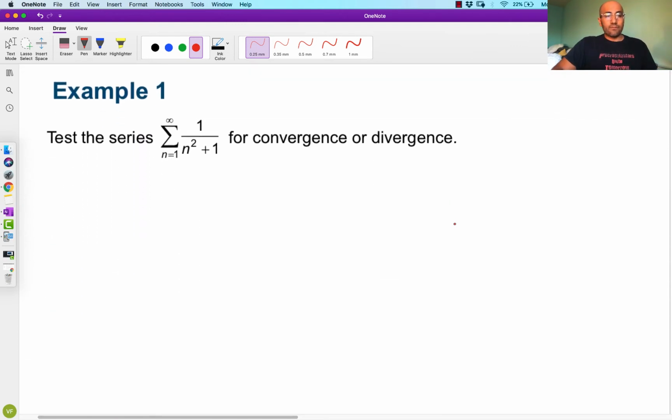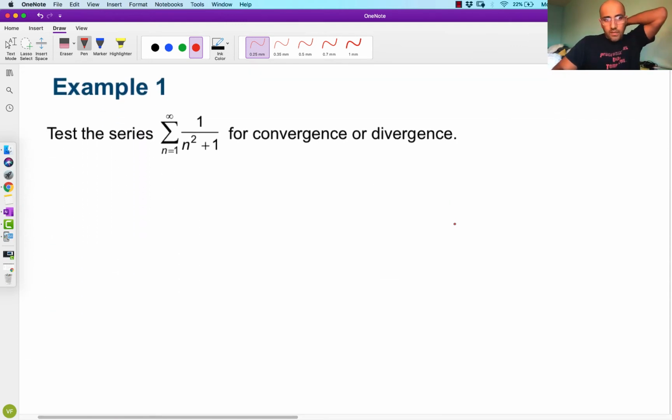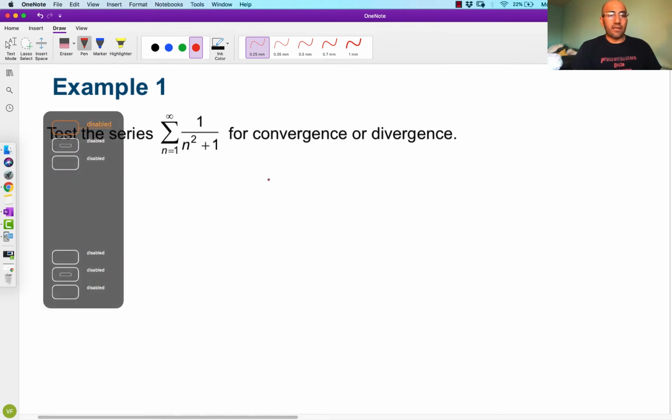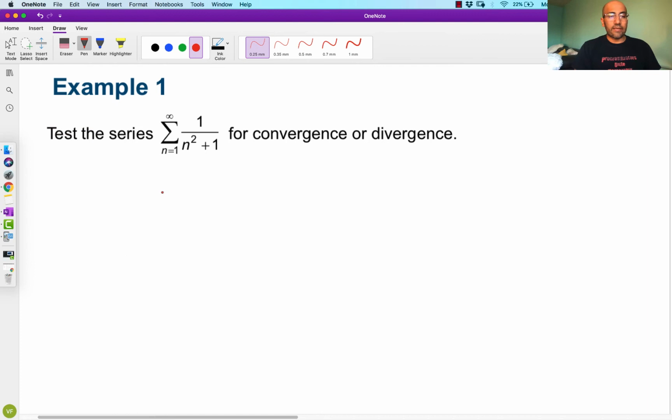Here's an example. Okay, so test this series: the sum of 1 over n squared plus 1, as n goes from 1 to infinity. Test to see if it converges or diverges. We might not know an exact number of what it converges to. We don't have that kind of ability, but we can at least make a decision of whether or not it converges at all.